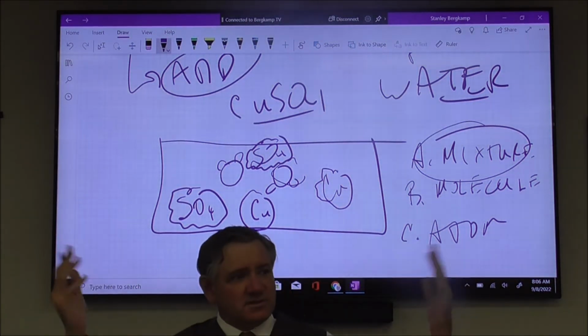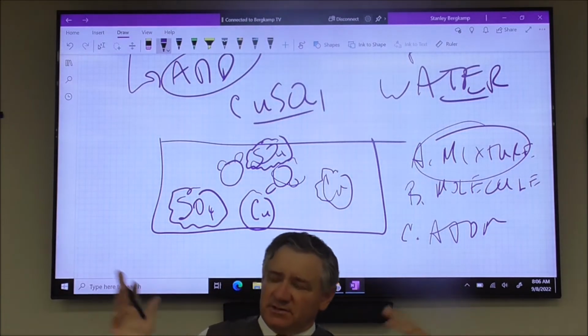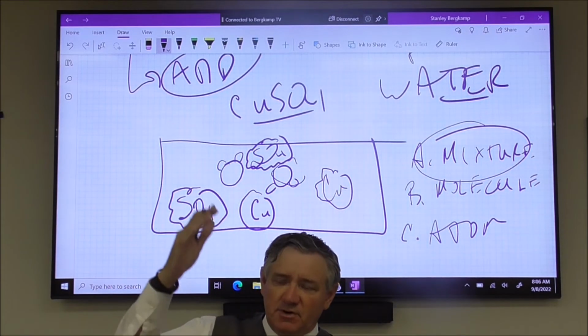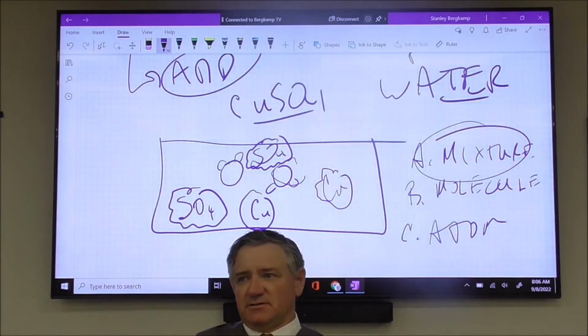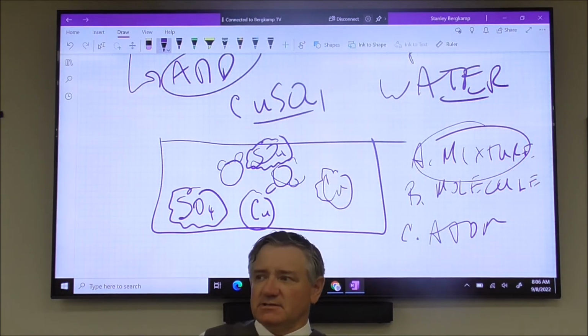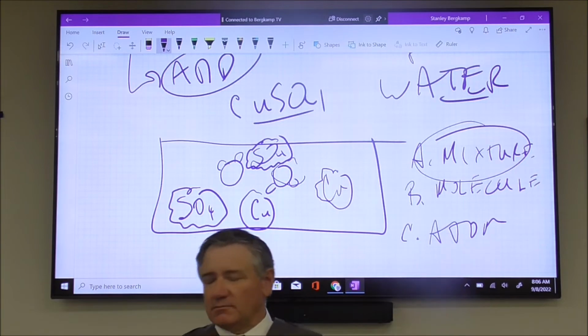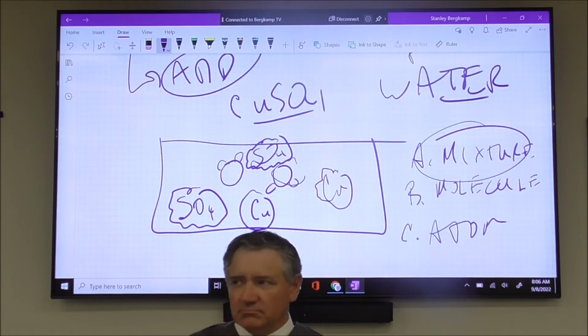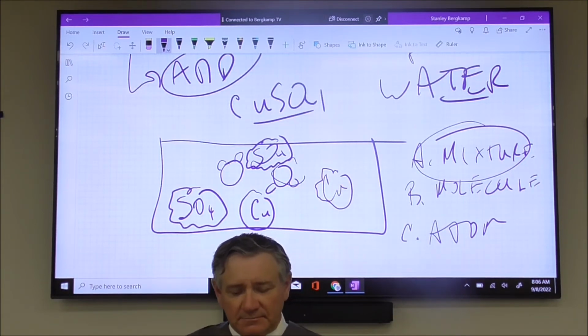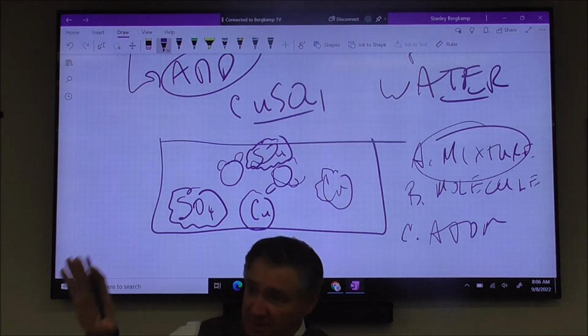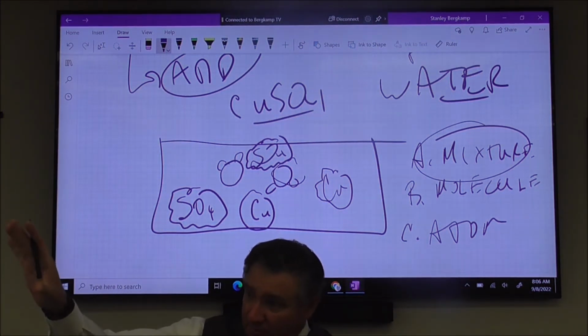Like this room right now, if you consider this entire room, is it a homogeneous or a heterogeneous mixture? Heterogeneous, because you have solids, you have gases. We've got some water, we have some liquids. It's very heterogeneous. So make sure that you can draw a particle view.